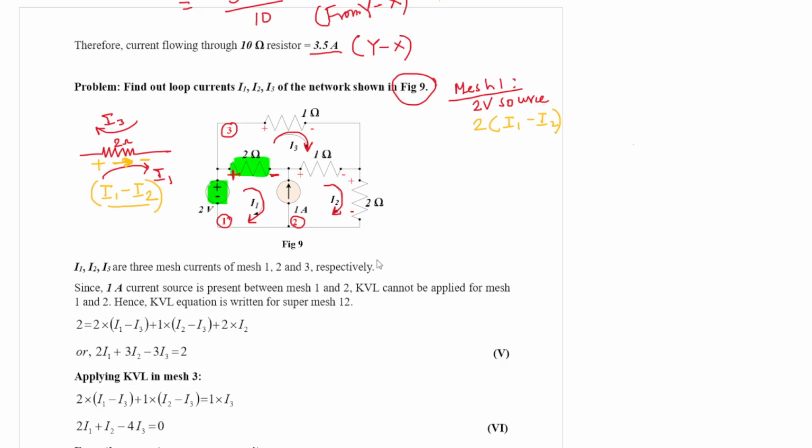Now, for the time being, let us not consider this current source. I'll tell you why later on. Next, please consider this 1 ohm resistor.